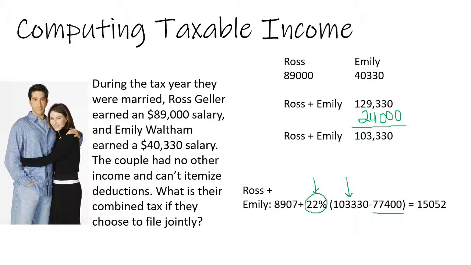Overall, if Ross and Emily were to file jointly, they'd pay about $1,000 less in income taxes than if they elected to file independently. The marriage penalty really only impacts those couples that fall under the highest income echelon.